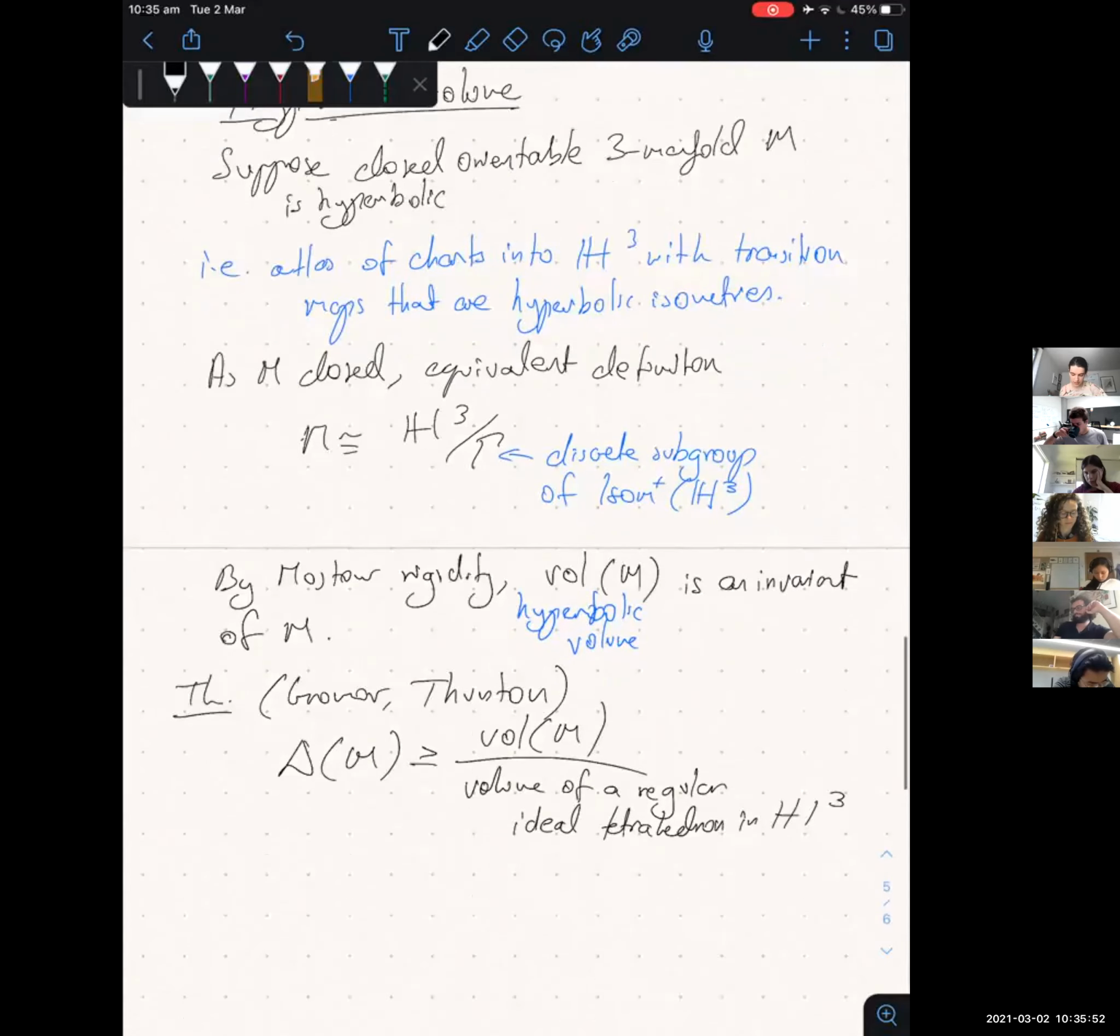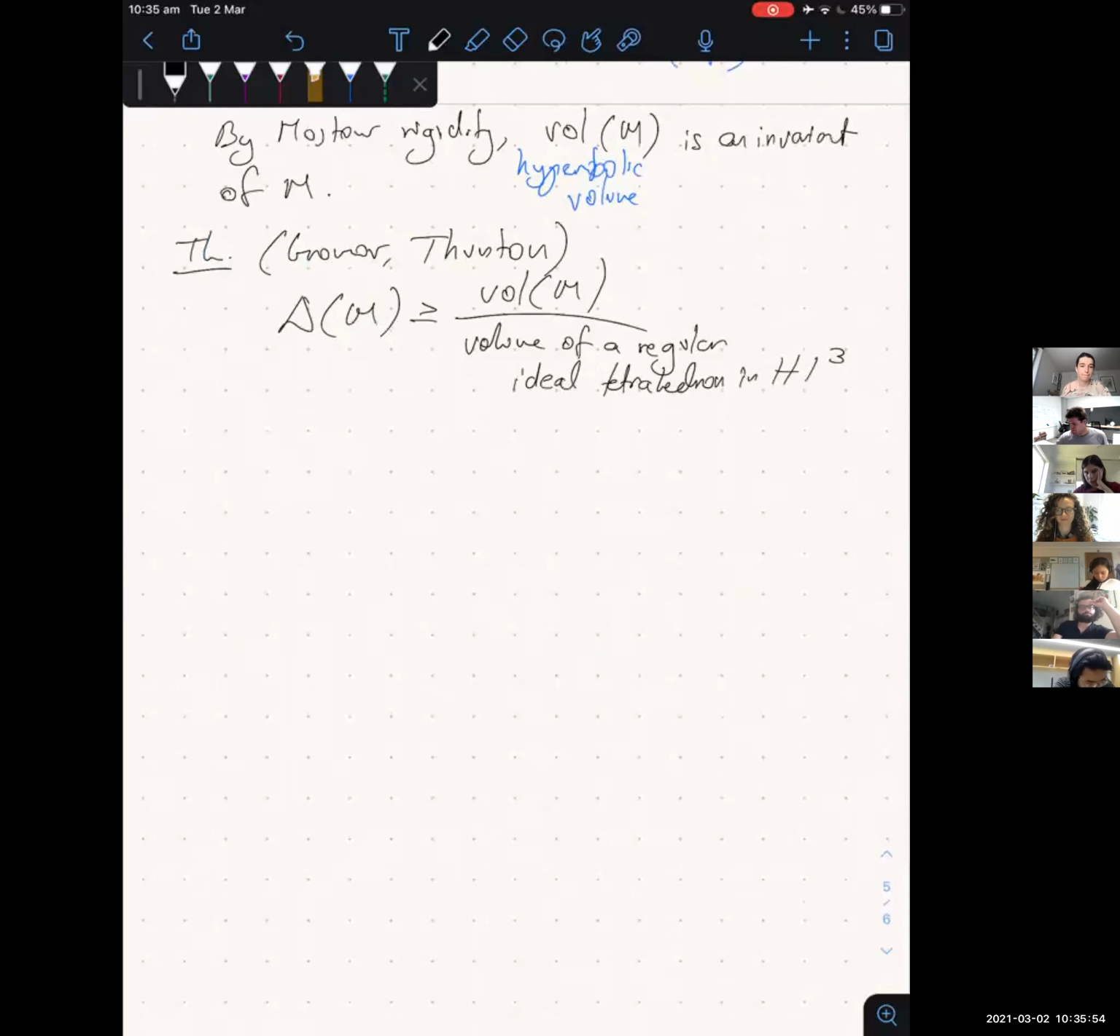Okay, so that's some stuff. And what we might hope is that maybe we get an upper bound as well. Maybe your triangulation complexity sort of looks like your volume. But in fact, this is false. So what we might hope is that these are sort of proportional in some way.